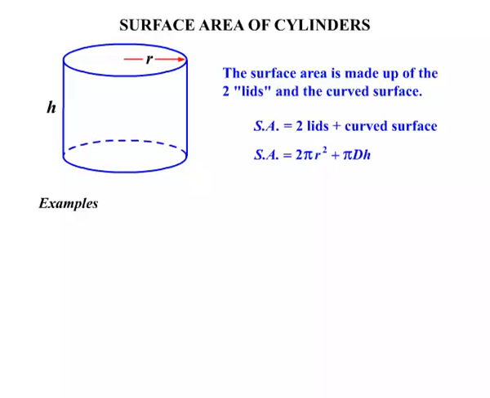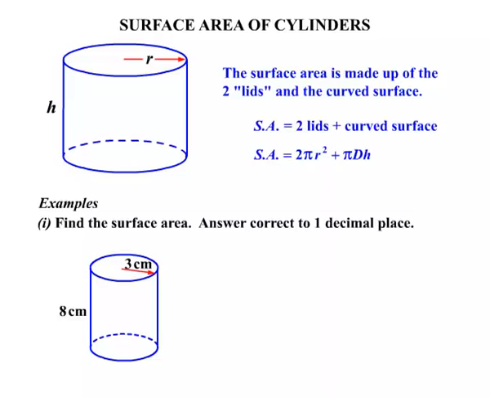Right, let's do some examples now. We need to find the surface area and we need to answer correct to 1 decimal place. There's our formula there, and rather than try to commit that to memory, it's better to consider how we actually arrived at that, okay? So here we go, 2 pi r squared, where the radius is 3, so 2 times pi times 3 squared. Then we add pi dh, d the diameter.